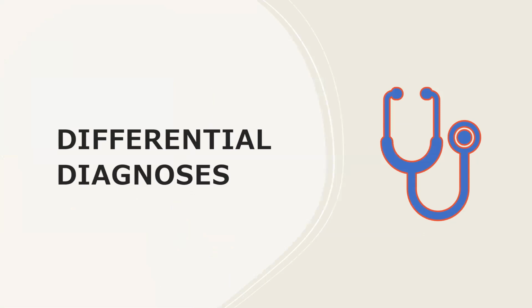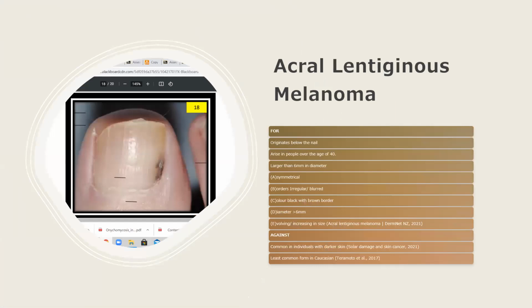Now, onto our differential diagnoses. We have 5 that we'll be touching on. The first one we'll be discussing is acral lentiginous melanoma. The reason for this differential diagnosis is the fact that it originates below the nail. The majority of these cases arise in people that are aged over 40.